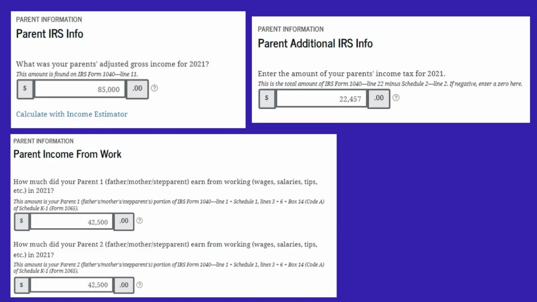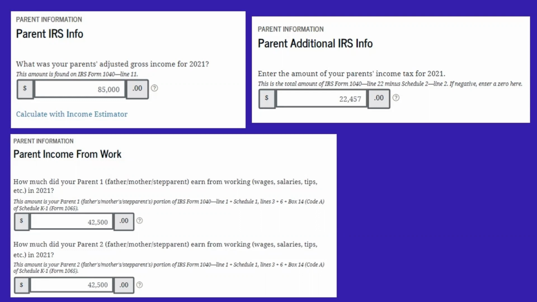The thing I like about this, if there is a good thing about this, is that they prompt you how to find the information. For example, in the first box in the upper left corner, it's this amount is found on IRS form 1040, line 11. So it directs you to the line where you are supposed to report that income. When they talk about income tax, it's the total amount from line 22 minus schedule 2, line 2. If it's negative, then you just enter a 0.